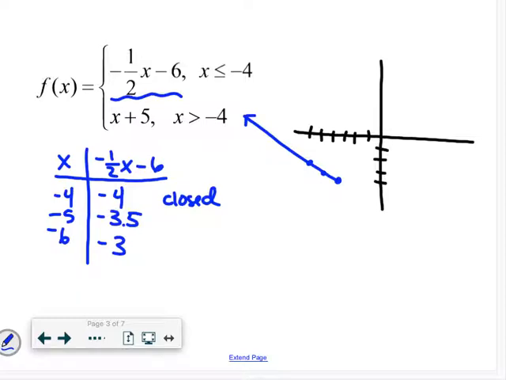So that graph only appears on the left side of my coordinate plane. Left of -4. Are we okay with what I did? Okay. Now I've got to do the other function.